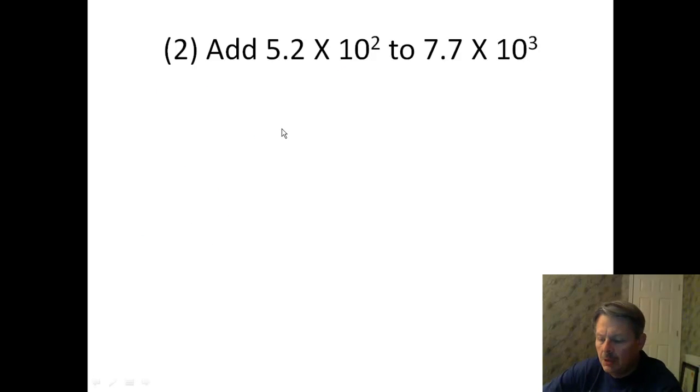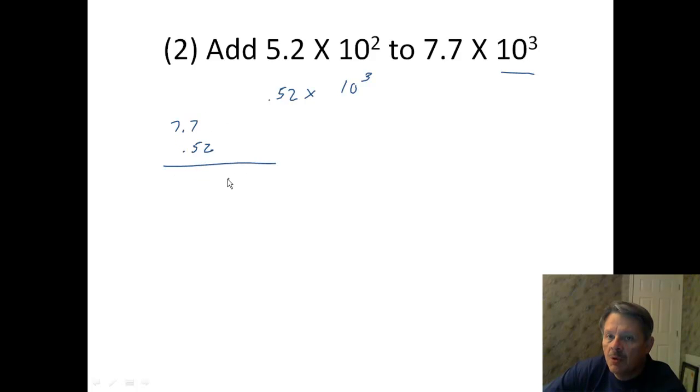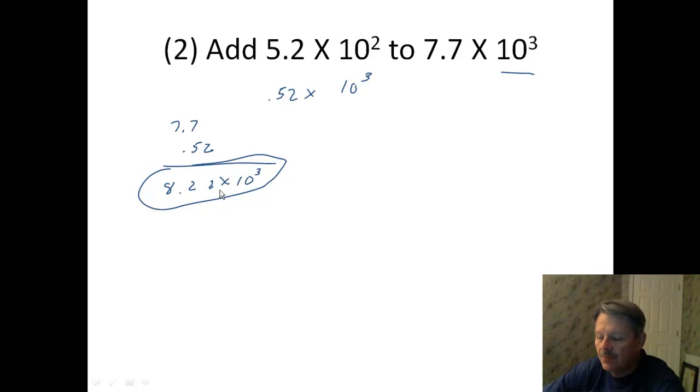Number two, my exponents are different, so I have to pick one. I'm going to pick the third, so I'm going to change this number times 10 to the third. I make that number bigger, I have to make this number smaller, so that's 0.52 times 10 to the third. Right, so now I'm going to add these. So I've got 7.7 and 0.52, and they're both times 10 to the third, so my answer is going to be times 10 to the third. And here I get a 2 and a 2, and I have to carry 1, which is an 8. So it's an 8.22 times 10 to the third. Right? Since it's already in scientific notation, that's all I have to do. Okay?